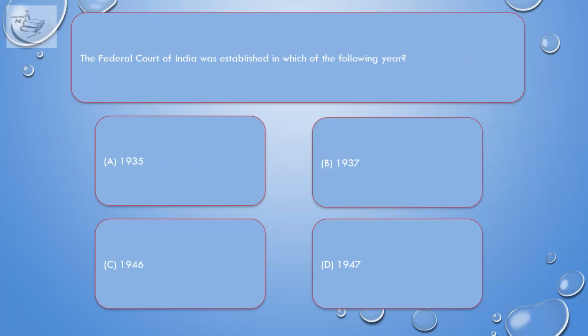Question: the Federal Court of India was established in which of the following year? A. 1935. B. 1937. C. 1946. D. 1947. Correct answer is B. 1937.